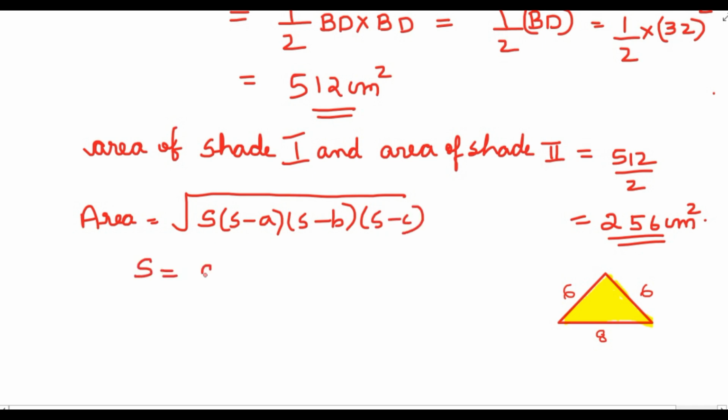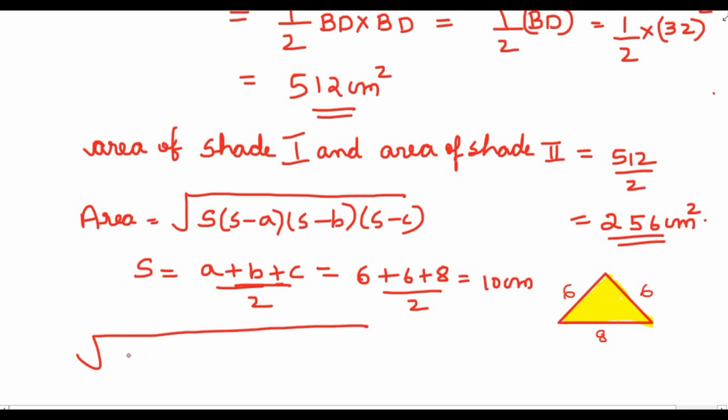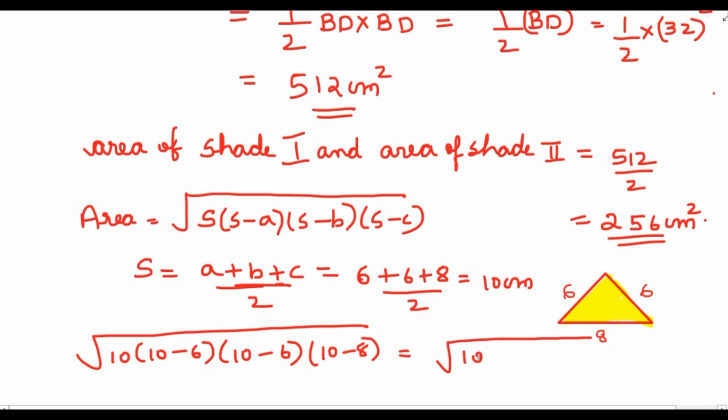Here S is the semi-perimeter, (A plus B plus C) divided by 2, which is equal to (6 plus 6 plus 8) divided by 2. 20 divided by 2 is 10 centimeter. Now we will apply in the formula: 10 into (10 minus 6) into (10 minus 6) into (10 minus 8). So this is equal to square root of 10 into 4 into 4 into 2.